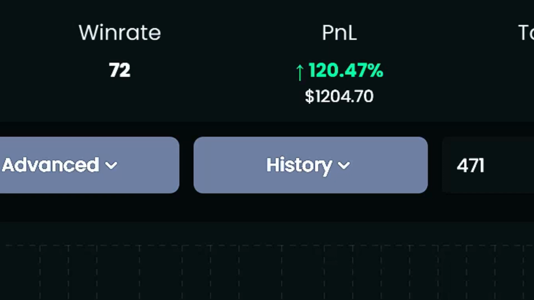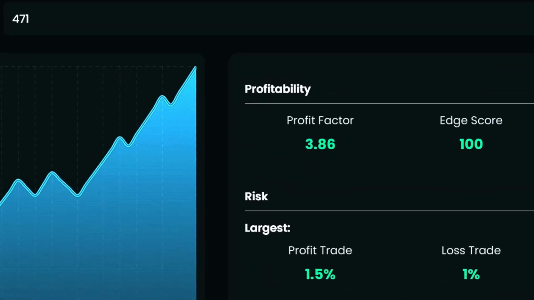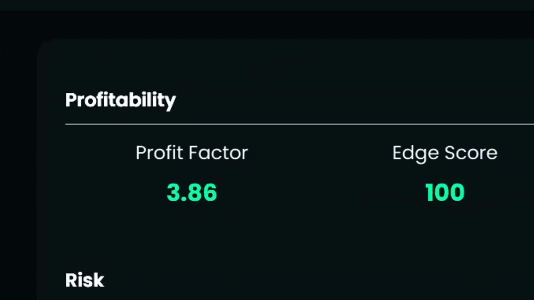The strategy's performance was further bolstered by a profit factor of 3.86. For those unfamiliar with the term, the profit factor is calculated by dividing the total gross profits by the total gross losses. A profit factor above 1 indicates a profitable trading system. So a value of 3.86 is quite impressive.